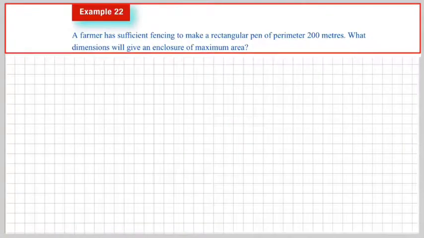Here's one for you. A farmer has sufficient fencing to make a rectangular pen of perimeter 200 metres. What dimensions will give an enclosure of maximum area? Well, first thing you'll notice, well, actually, look, I want you to stop and I want you to do this. And then I want you to come back and resume the video when you've done it, right? Go.